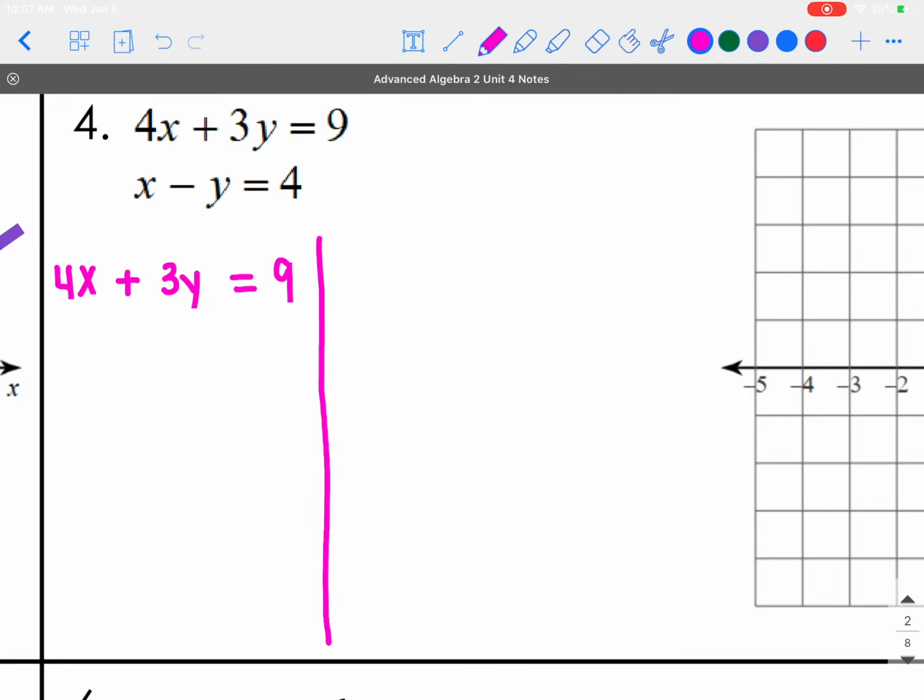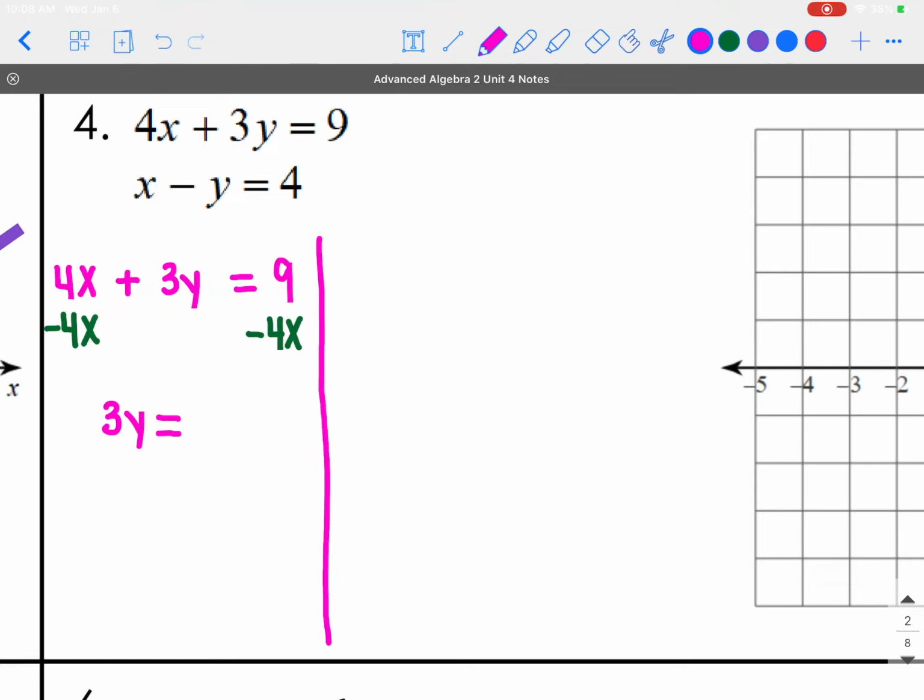My goal is to get y by itself. So I'm going to subtract this entire 4x from both sides. That leaves me with 3y equals. A lot of times people want to write 5x here because 9 minus 4 is 5. However, those are not like terms, so you can't do that. We have to keep them written separately.